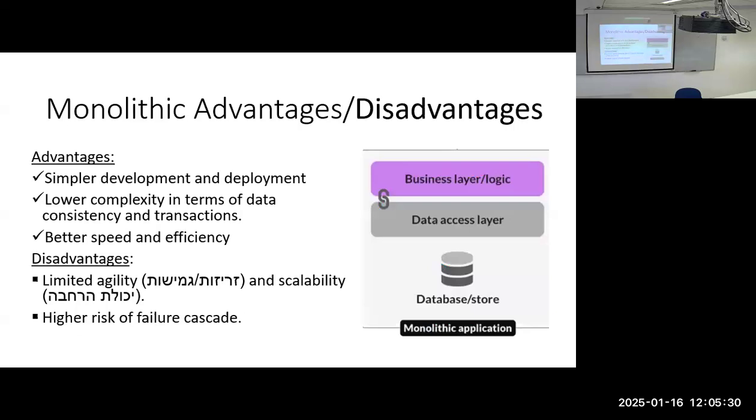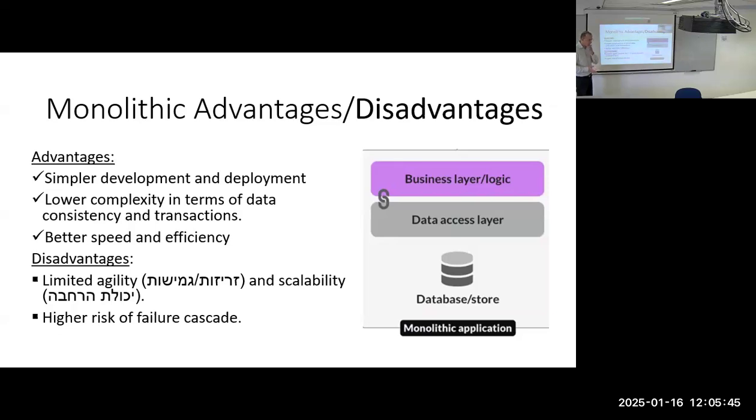So we're back to the monolithic. We talked about it already before. Monolithic advantages. What's the advantage of monolithic? It's simpler to develop and deploy. It's lower complexity in terms of data consistency and transactions. Now, there's no transactions. Data consistency, well, it's just one program.